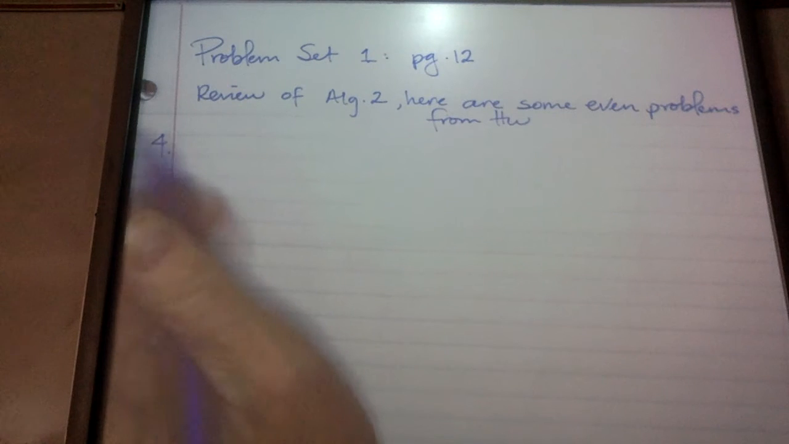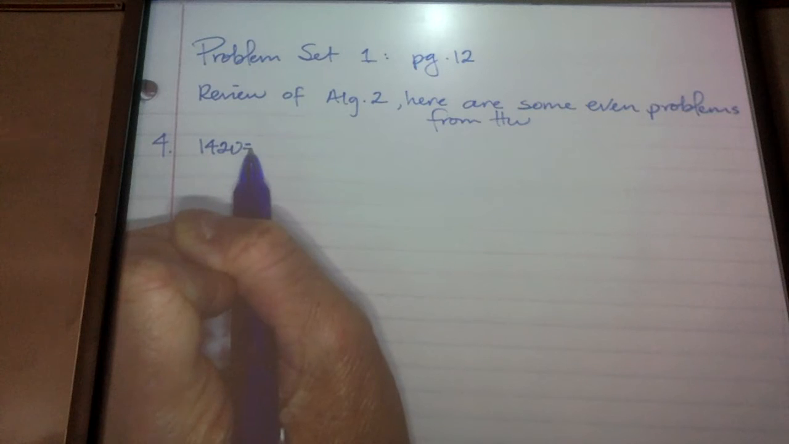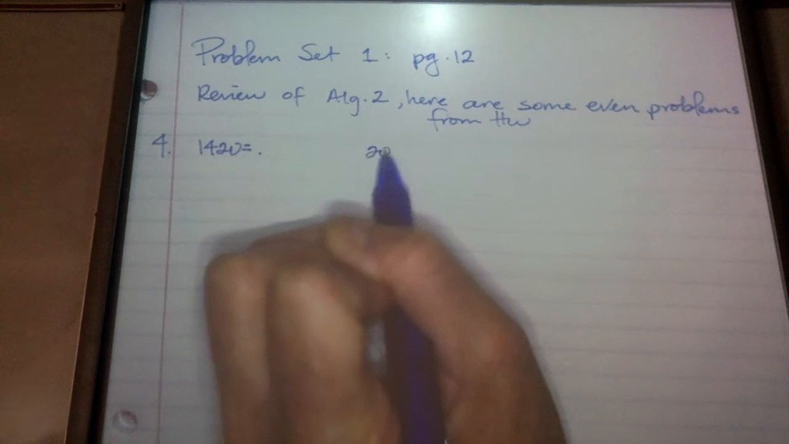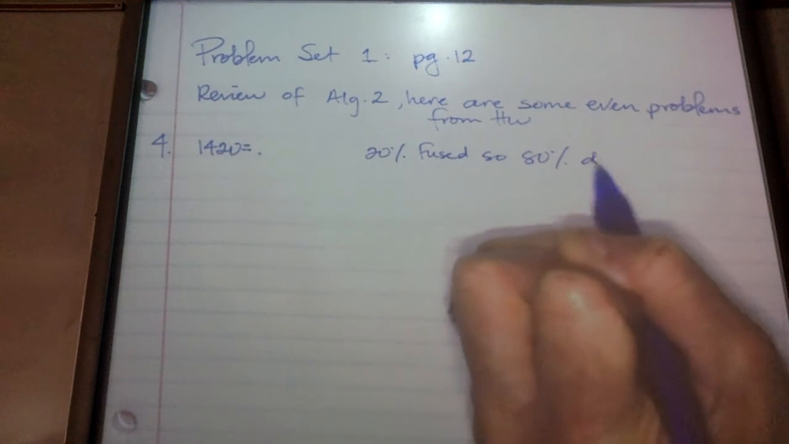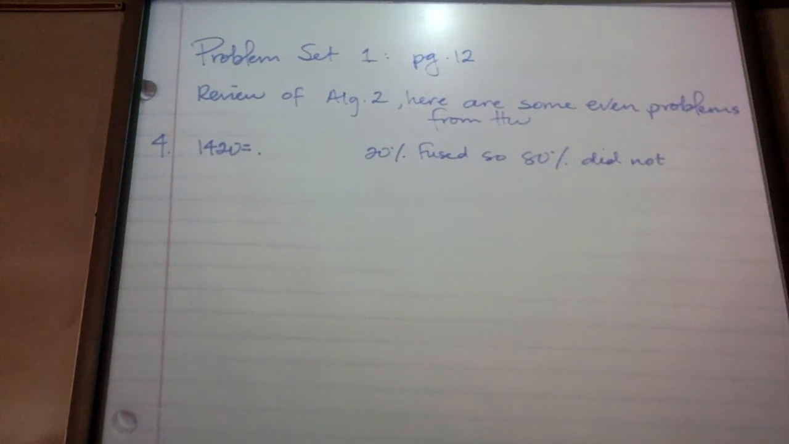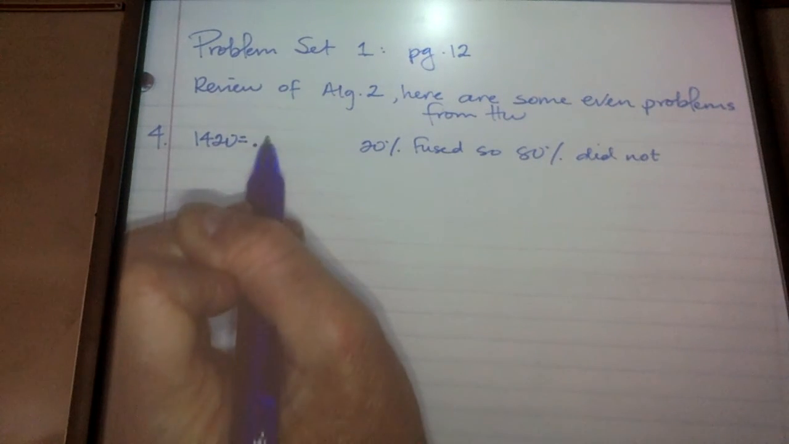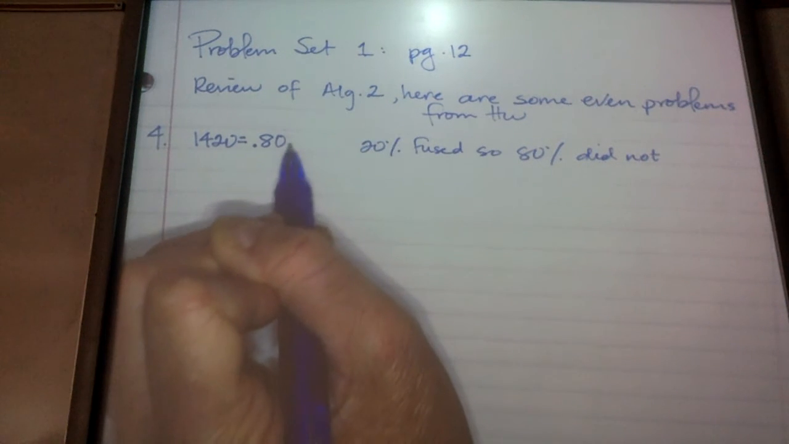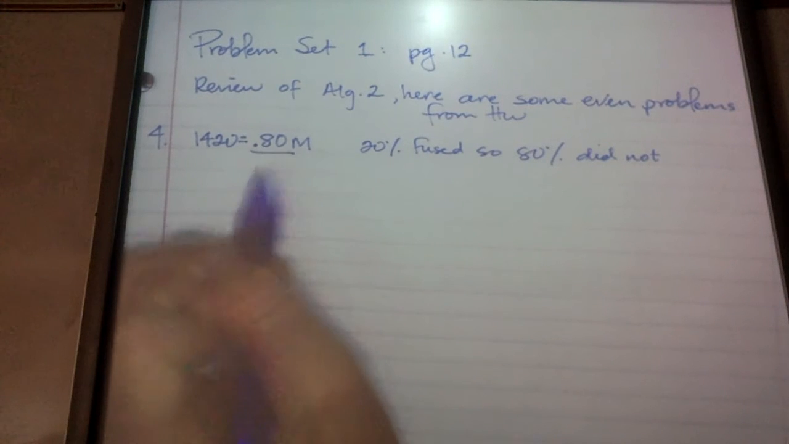So they're telling me that 1,420 did not fuse, and that must represent 80%, right? Because they told me 20% fused, so that means 80% did not. So I'm setting this up that way. 1420 represents 80%, which would be 0.80, of the total. So I put of molybdenum, and then I solve. I'm going to divide by 0.8.